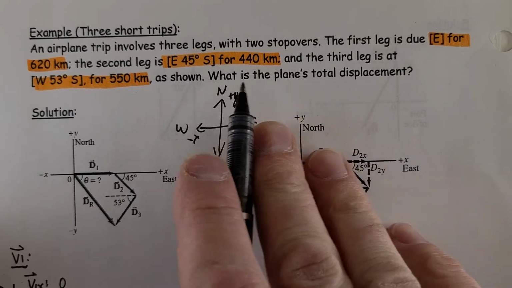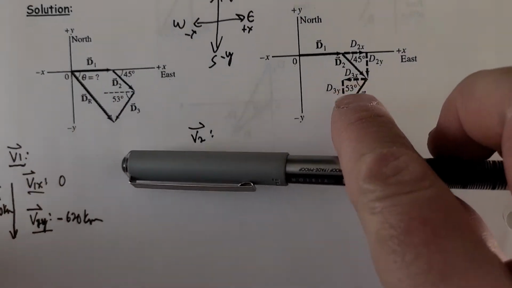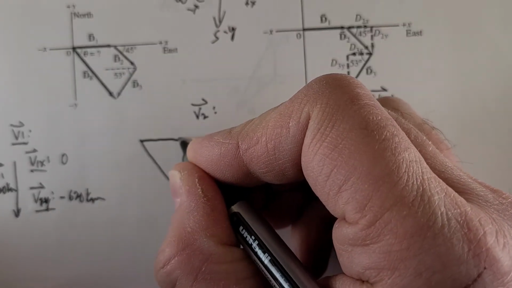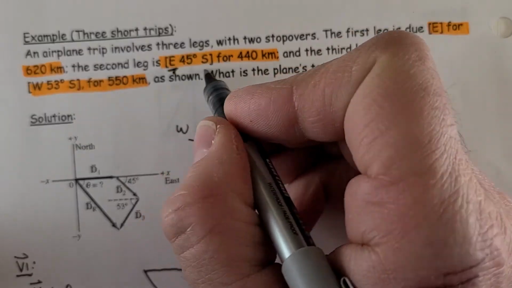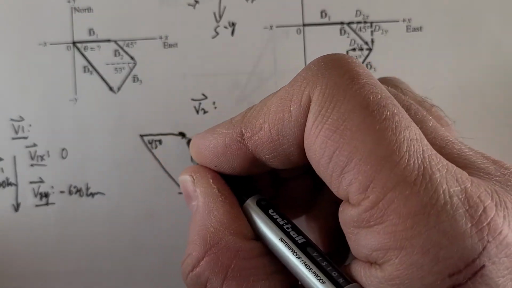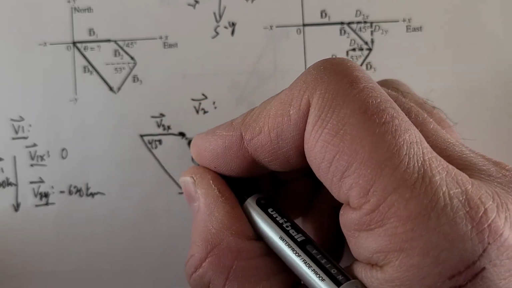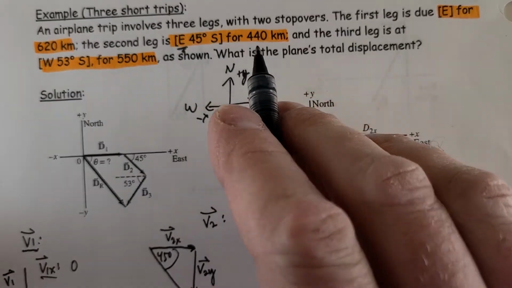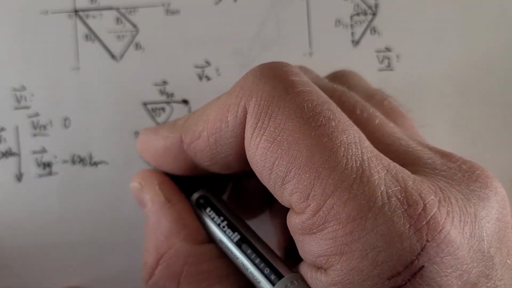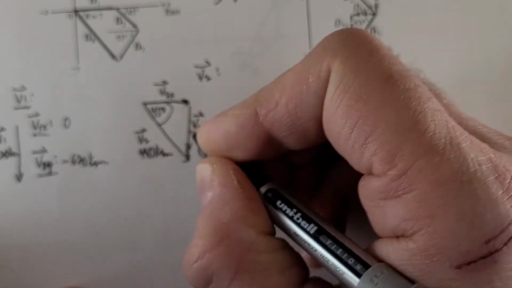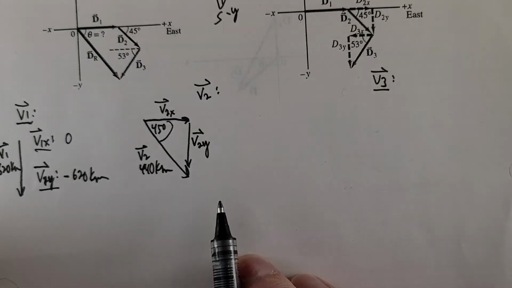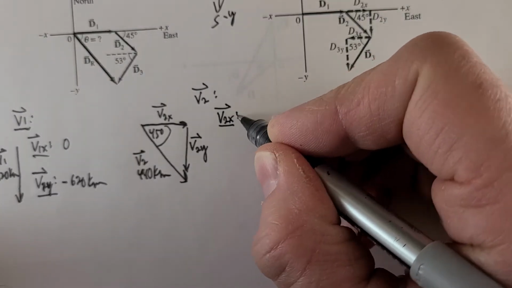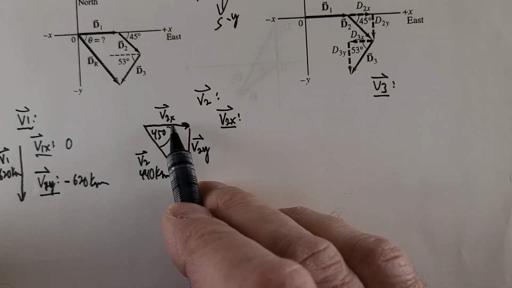V2 is 440 east-south. So east-south is this direction. So east, and it tells me my two components. It's an east and a south. East and south. It's not quite 45 degrees there, but it's close. And this one's 440. So V2 is 440. That's what that one is. So really all these vectors represent the hypotenuse.